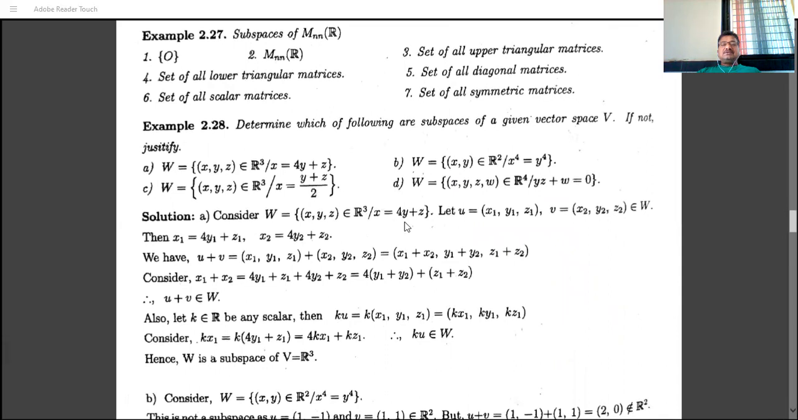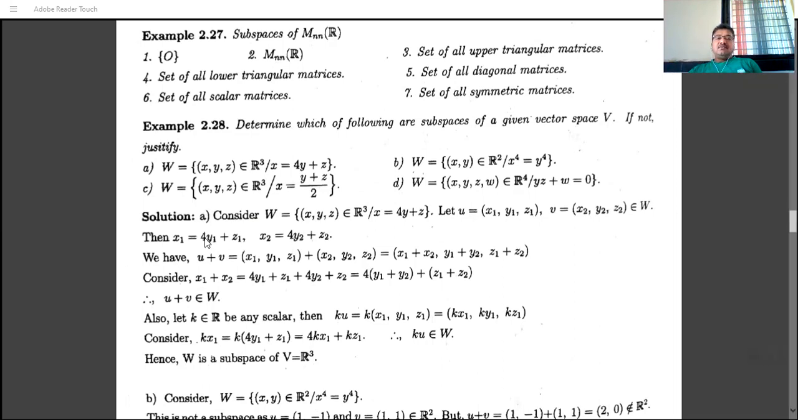For example, the first W is the set of (x, y, z) belonging to R3 such that x is equal to 4y plus z. Now we have to check whether this W is closed for addition and closed for scalar multiplication. That is, we have to verify the two conditions. So for the first condition, take two elements from this set W. Let u bar is equal to (x1, y1, z1) and v bar is equal to (x2, y2, z2) belong to W, be two elements.